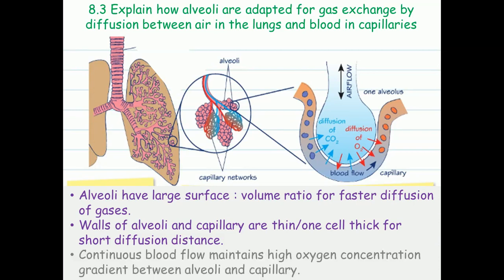And then there's also continuous blood flow. Because blood is continuously flowing through the capillary, it's taking away oxygen, and that means you've always got that oxygen concentration gradient between the alveoli and capillary, which is causing the oxygen to diffuse from the alveoli to capillary.